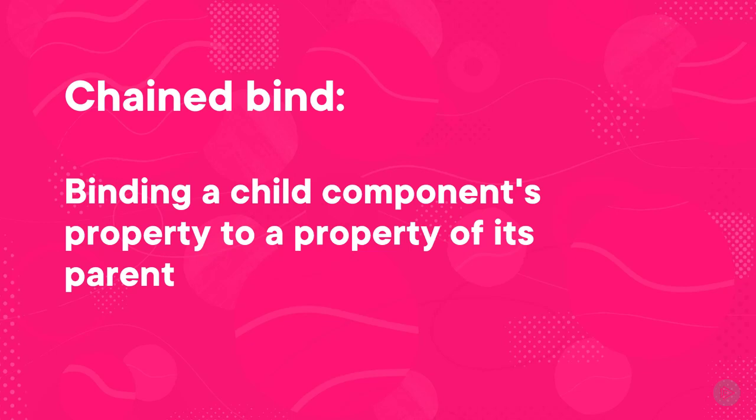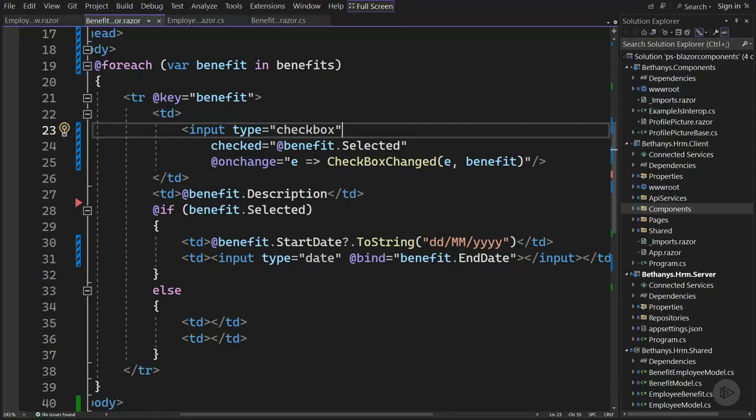This feature enhances two-way data binding so that a child component's property can be bound to a property of the parent component. So what does that mean and how is it useful? Let me show you another example to make things clear.